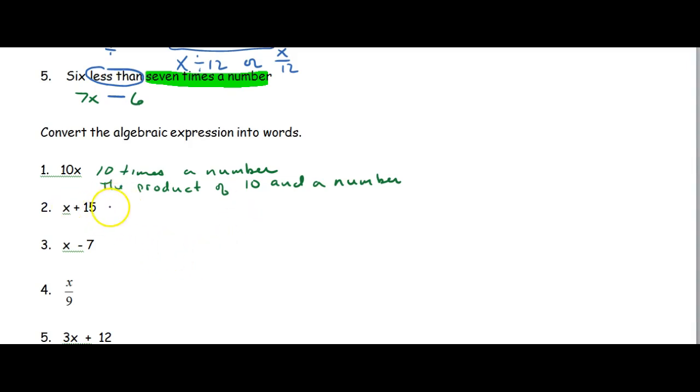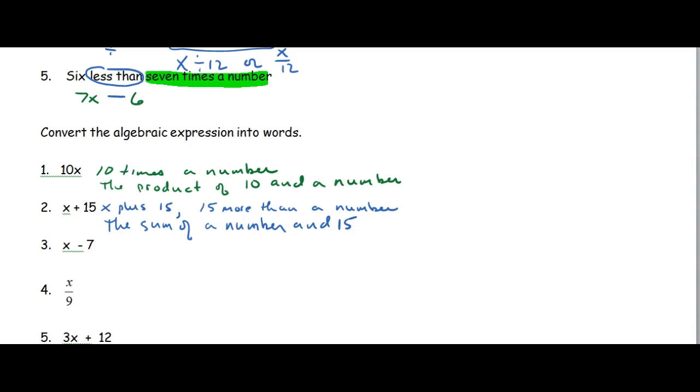For the next one, x plus 15. You can write this as x plus 15. That's no problem. But what is another way we could write this? Well, we can say 15 more than a number. Or let's think of one additional way we can do it. The sum of a number and 15. So there's many different words that tell us addition.